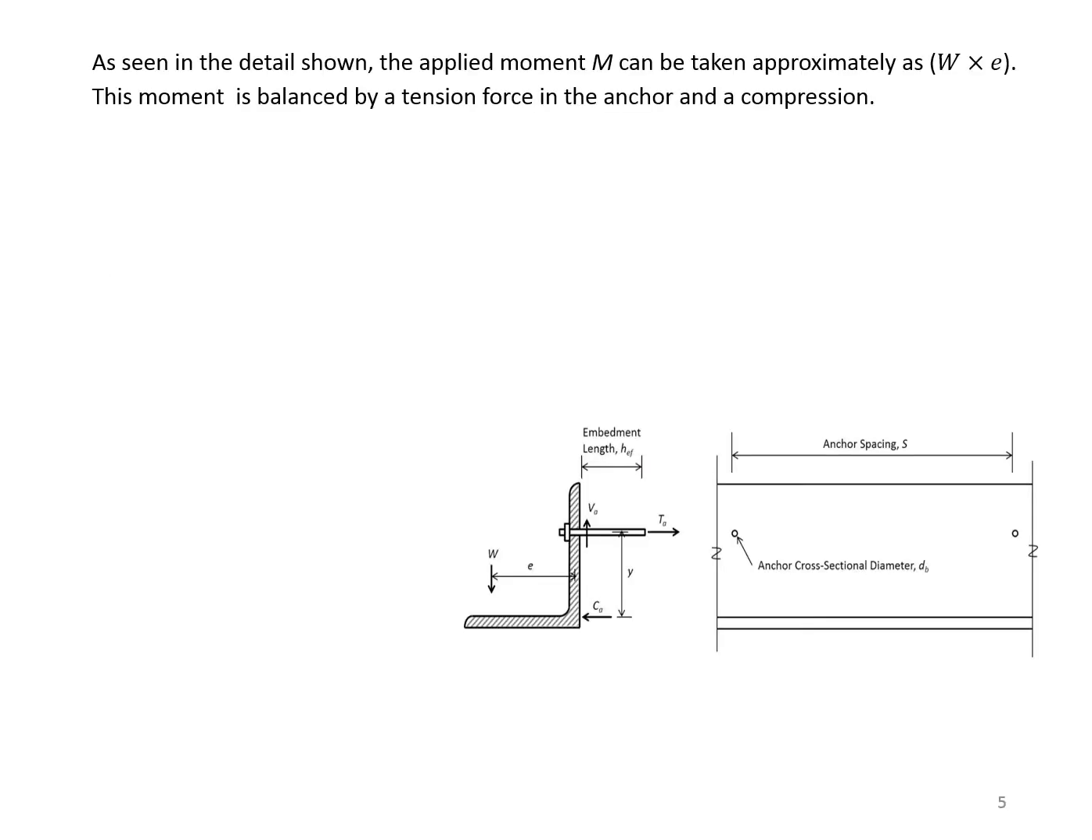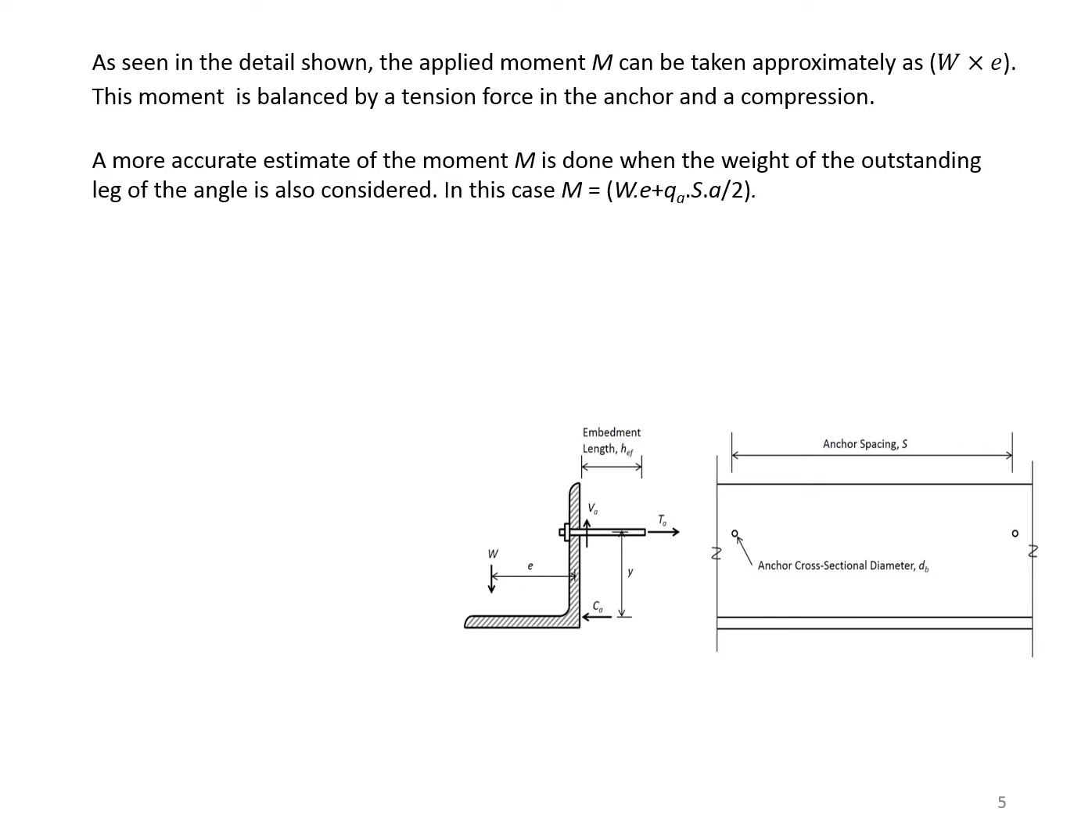As seen in the detail below, the applied moment M can be taken approximately as W multiplied by E. This moment is balanced by a tension force in the anchor and a compression. A more accurate estimate of the moment M is done when the weight of the outstanding leg of the angle is also considered. In this case, M is equal to W times E plus QA SA over 2, where QA is 1/2 of the weight of the angle per unit length, S is the spacing between the anchors, A is the length of the outstanding leg of the angle.